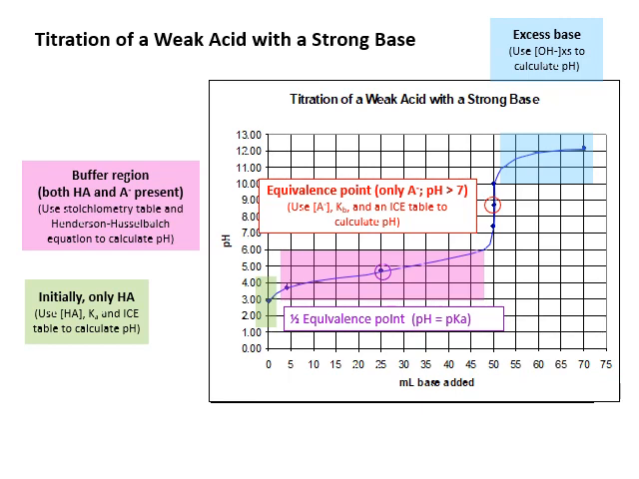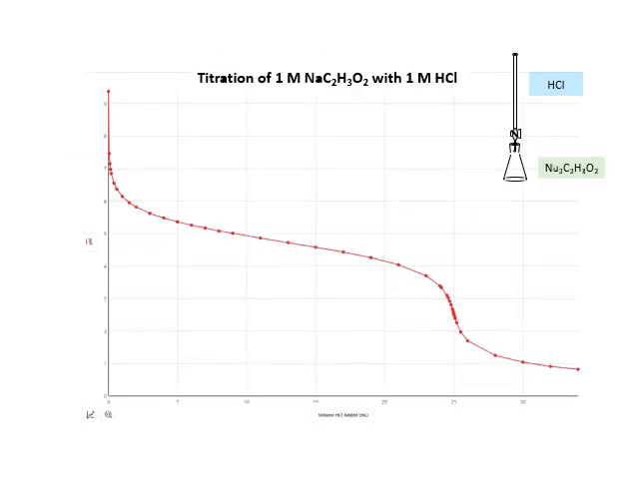Let's compare this graph to the plot of a titration of a weak base with a strong acid on the next slide. This graph shows the titration of 1 molar sodium acetate with 1 molar hydrochloric acid. The sodium acetate is the titrand in the Erlenmeyer flask, and the HCl is the titrant in the burette. Notice that the S-shaped curve is opposite to the previous curve. Since we are starting with a solution of a weak base, the pH will be greater than 7 at the beginning.